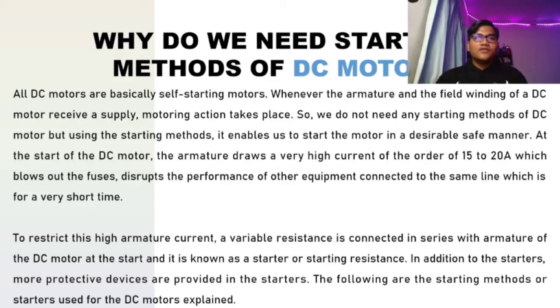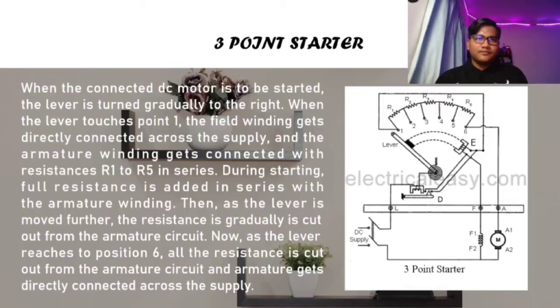At the start of a DC motor, the armature draws a very high current of the order of 15 to 20 amperes, for a very short time, which blows out the fuses and disrupts the performance of other equipment connected to the same line. To restrict this high armature current, a variable resistance is connected in series with the armature of the DC motor at the start, and it is known as a starter or starting resistance. In addition, more protective devices are provided in the starters.